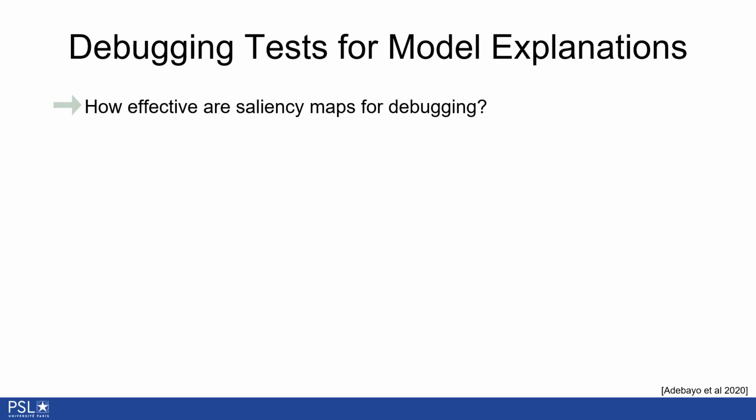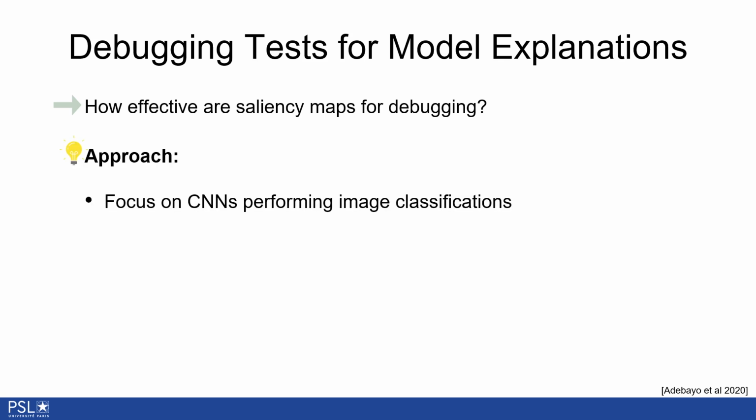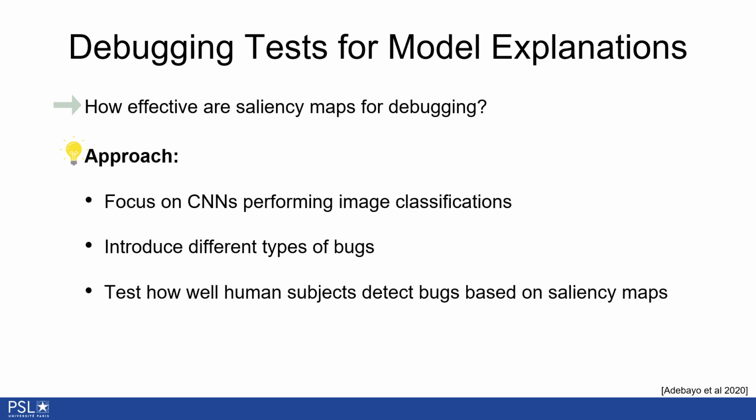A study published in 2020 by Adebayo and colleagues aimed to evaluate how effective saliency maps are for debugging. This study focused on convolutional neural network models performing image classification and introduced bugs of different types in this black box model. The goal was to test how well human subjects can detect those bugs based on provided saliency maps. The rationale is that this is one way of testing the explanatory power of saliency maps.